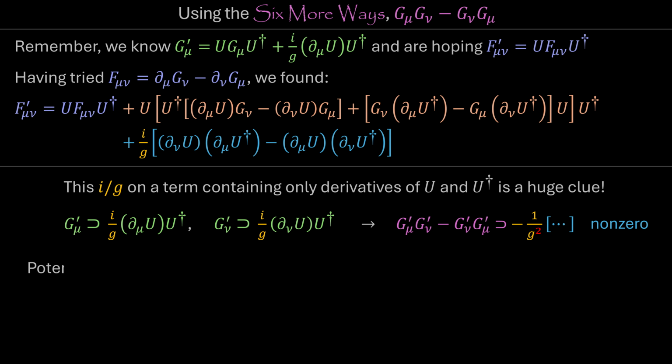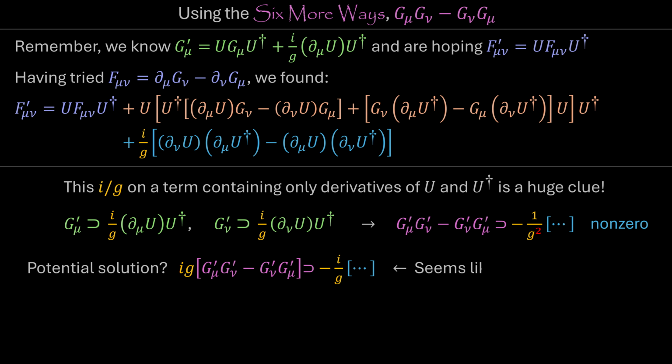So what that prompts us to do is to slap a factor of i g onto the 6 more ways. Because if we slap on a factor of i g, then we're not going to end up with a term with a minus 1 over g squared factor on it. Instead, that term would simply have a g to the first power in the denominator. And that could potentially cancel out with the blue part of our mess.